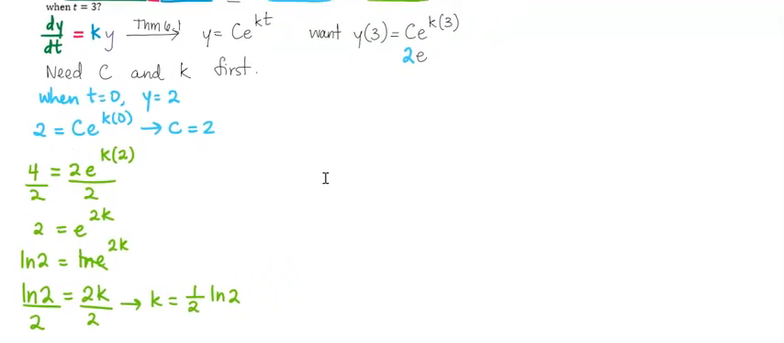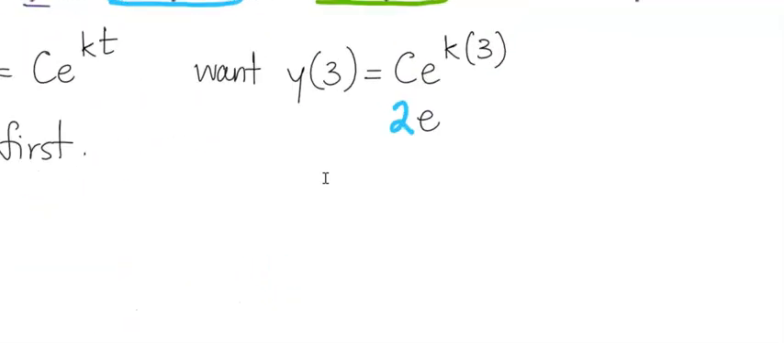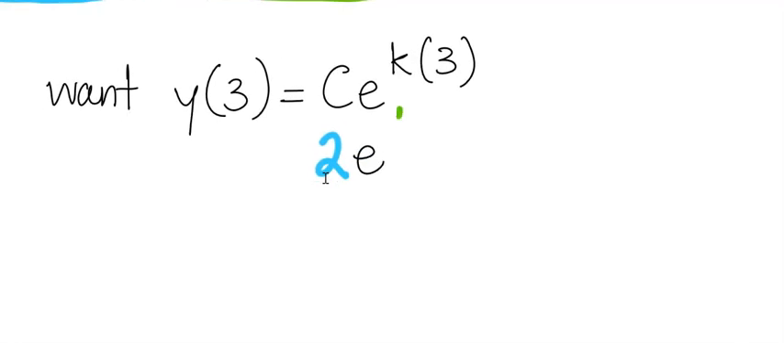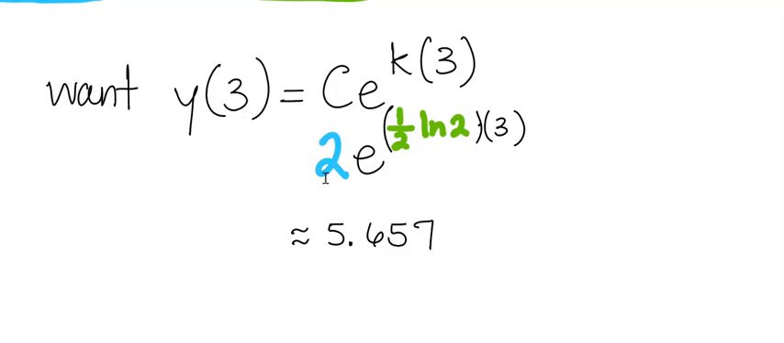So I get that k is equal to 1/2 natural log 2, or natural log 2 divided by 2, same thing. So now I can go back up here, and for k, I can put 1/2 natural log 2, and that is multiplied by 3. So this gives me approximately 5.657 for our answer when we plug that all into the calculator.